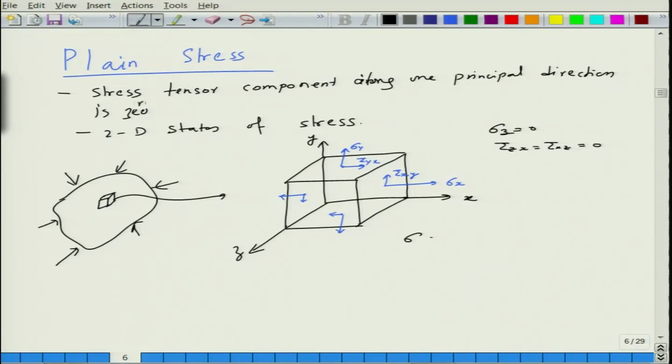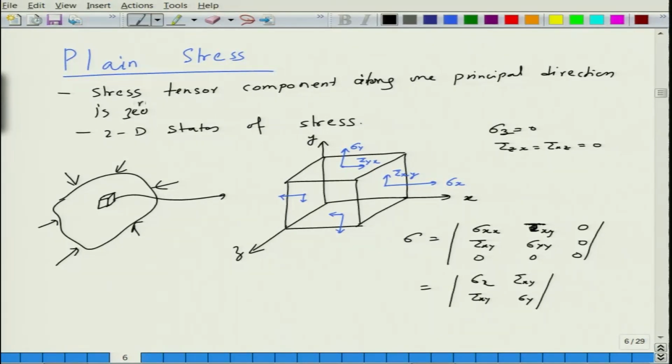So, basically the stress tensor is written as sigma xx, tau xy, 0, tau xy, sigma yy, 0, 0 0 0. So, essentially you write the stress tensor in 2 by 2 matrix, sigma x tau xy, tau xy sigma y. Or if you write in terms of principal stresses, the principal stresses will be sigma 1 0 0, 0 sigma 2 0, 0 0 0, because in principal stresses the shear components are 0. So, this is in terms of principal.